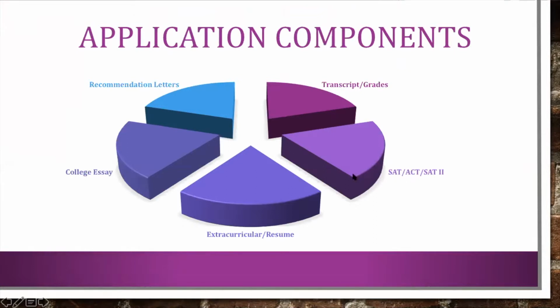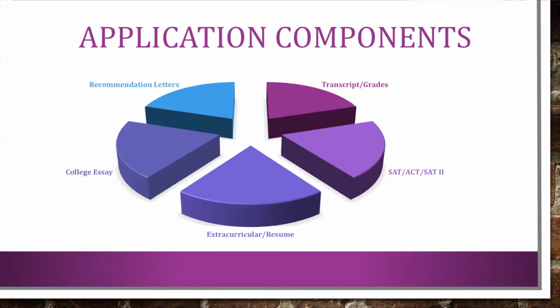At College Confident Prep, we're looking at the application components. We're looking at transcripts and grades, your test scores, whether you take the ACT, the SAT, and the SAT subject exams, your extracurricular activities and your resume, your college essay, as well as your recommendation letters from your teachers or folks outside of the high school that aren't blood relatives. These are the 5 major components of your college application.